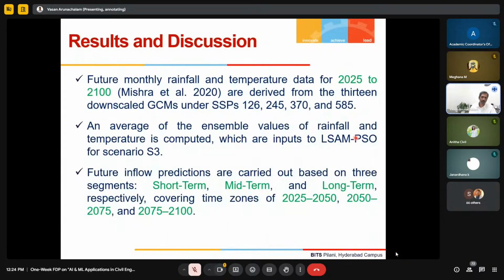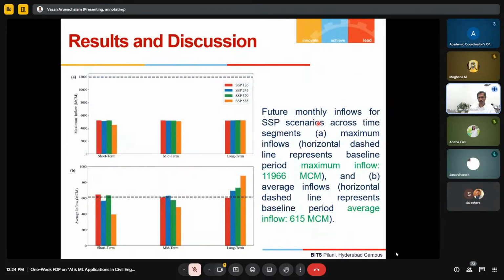People are welcome to look at our paper, which has all these analyses in detail and explains more fully how exactly these methods are doing very well, right? Here, if you see for short, mid and long term, for the maximum inflow, the maximum inflow for this particular case of these scenarios is 1196 million cubic meters for the Sriram Sagar project. And if you compare it with respect to the average, this is how it has typically been.